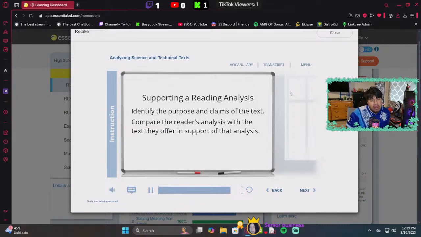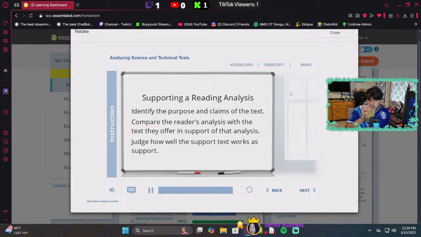Otherwise, it does not. Last but not least, judge how well the support text works as support. The evidence could have a warrant, but maybe the evidence is really weak. Or maybe the analysis needs more evidence than what the reader provided. So, that's the basics. You ready to get your hands dirty?